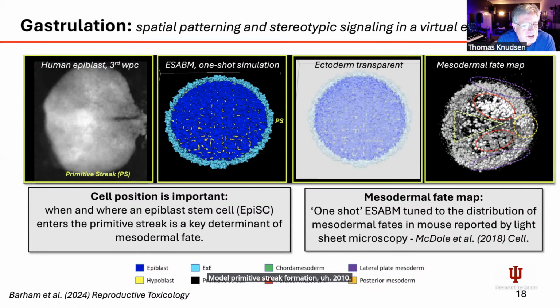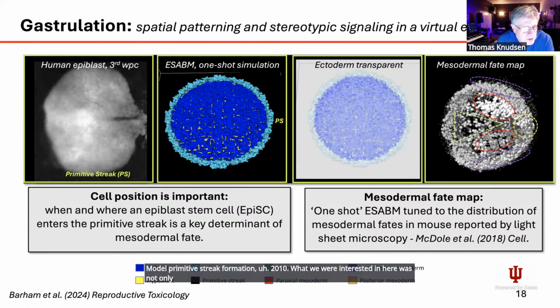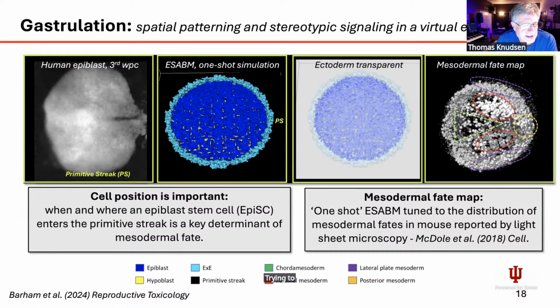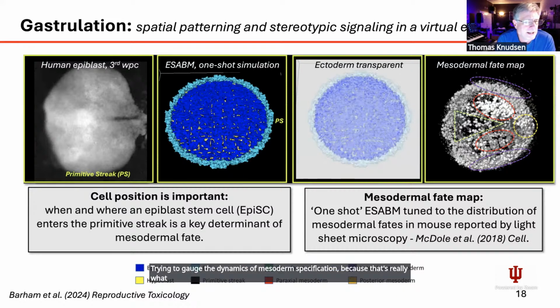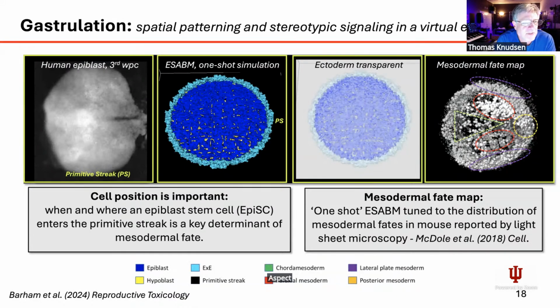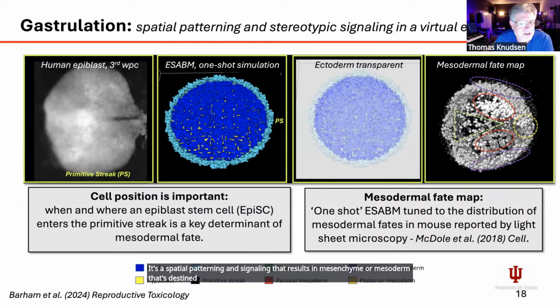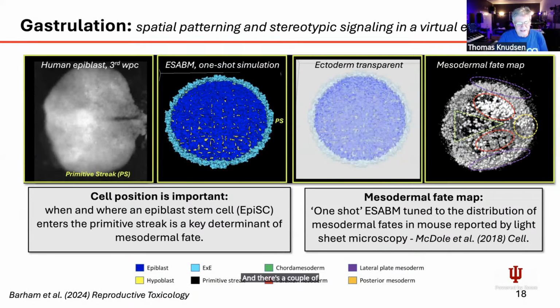What we were interested in here was not only primitive streak formation, but in trying to gauge the dynamics of mesoderm specification, because that's really the important output of gastrulation. It's a spatial patterning and signaling that results in mesenchyme or mesoderm that's destined for different parts of the embryo. I'm not going to harp on the details, but there are a couple of important points.